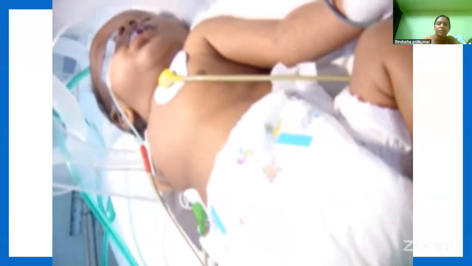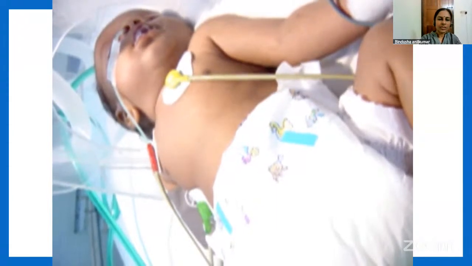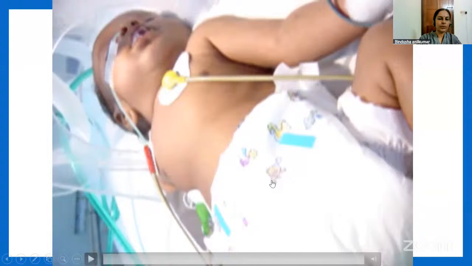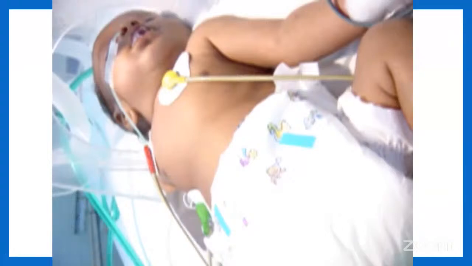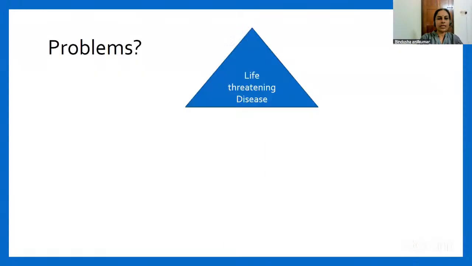Yes. Here you can see that the baby is having chest retractions. You can see that the baby is having severe chest retraction. The lower chest is actually moving in during inspiration. So what could it be? If the patient is having chest retractions, tachypnea, and not feeding at all, you will think of a diagnosis of pneumonia. Right.